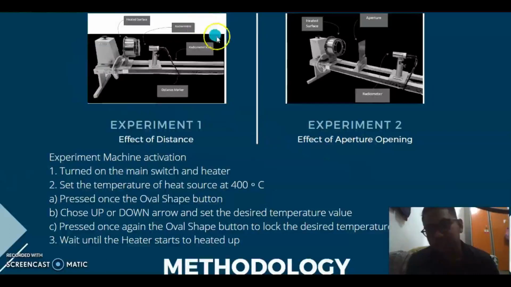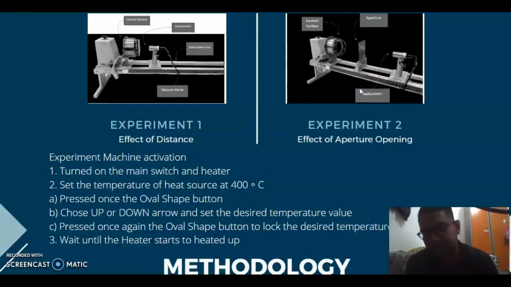So this is the laboratory setup for the first experiment, and this is for the second experiment. The first experiment consists of a heater surface, a radiometer, and a distance marker to set up the distance. For the second experiment, we have the heater surface as the radiation source, an aperture for the opening and size of the radiation, and also the radiometer.